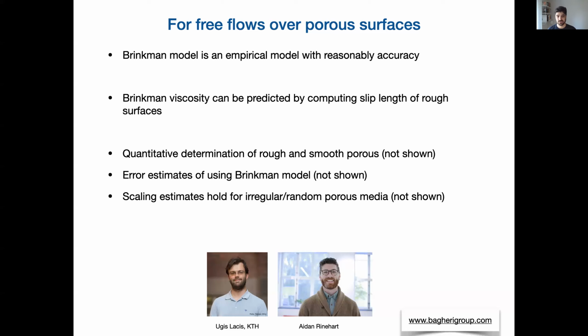Another thing that we didn't discuss so much here is error estimates of the Brinkman model. There's more to say there, and we haven't talked about that either. Finally, you can do the same exercises for random and irregular porous media. And in fact, it turns out that the scaling estimate holds also for this type of porous materials, and the errors are much smaller. So this is good news if you want to use more natural types of porous materials which are not perfectly structured.